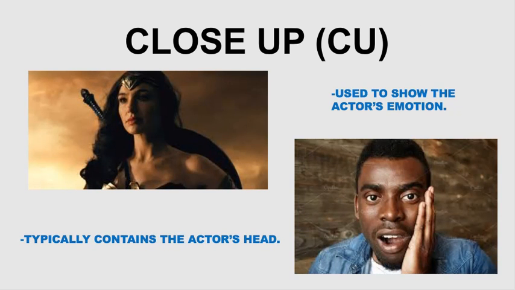Next, we're going to talk about the close-up or CU. Now, as you can see, we're getting a little bit closer each time, and the frame is containing less and less information. The close-up usually is just the actor's head. In the Wonder Woman shot, it's her head and a little bit of her shoulder, but our guy down on the right, you can see it's pretty much just his head and maybe a little bit of his shoulders as well. And it's used to show some emotion. Our guy over on the right looks a little surprised. Wonder Woman doesn't look like she's too happy about whatever she's saying.